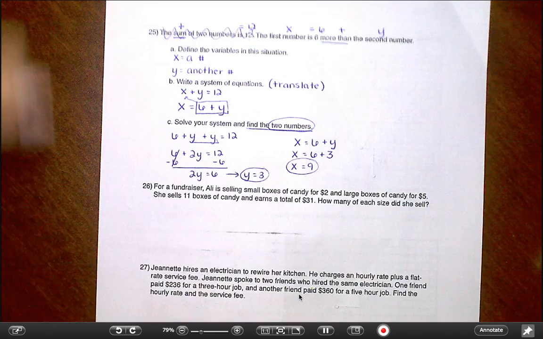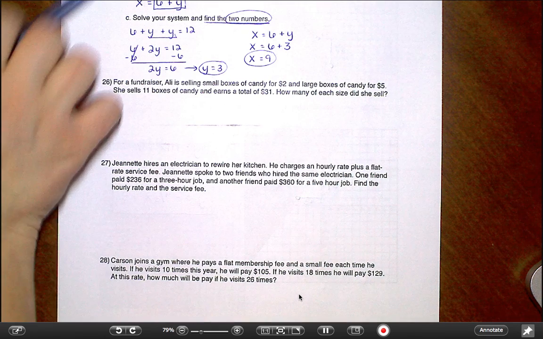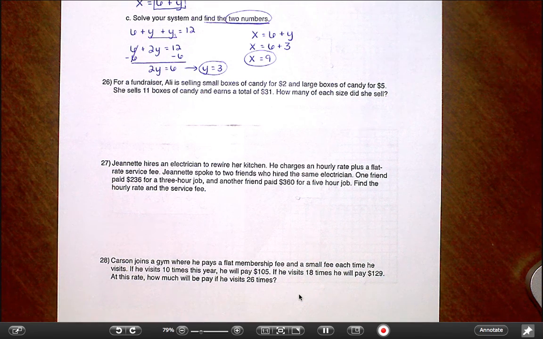Okay, so now let's look at number 26. And again, like I said, I would expect to see you go through these three steps on any word problem. It's just not always going to spell it out for you like that. So we're selling small boxes of candy and large boxes of candy. We know we sell 11 boxes total. We earn a total of $31. How many of each size did she sell?